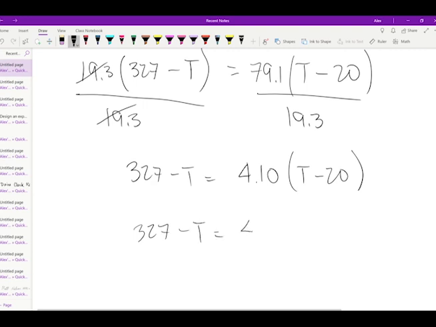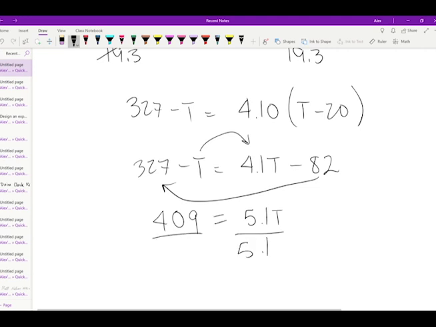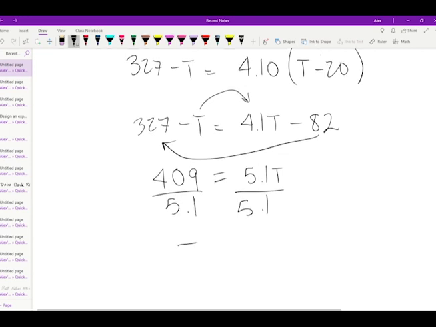So now we have 5.1 T. And over here, what's 327 plus 82? So we're going to get 409, right? Because 80 plus 320 is 400. 2 plus 7 is 9. Okay, so 409. Okay, and then we divide by 5.1. And we get that the T is equal to, let's see, 80. So it's only 81.1 degrees.